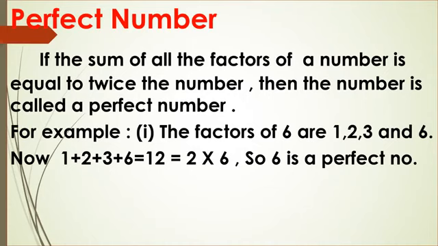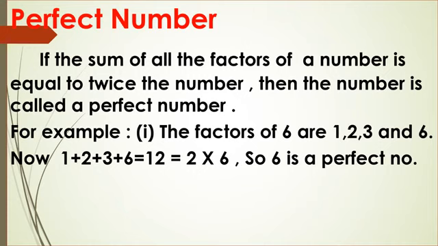twice the number. Twice means 2 times. Multiply by 2. So 12 must be equal to 2 multiplied by 6. Is it equal? Yes. 2 multiplied by 6 is also 12. Twice means 2, and the number is 6. So 2 multiplied by 6. If it is equal, then 6 is a perfect number.